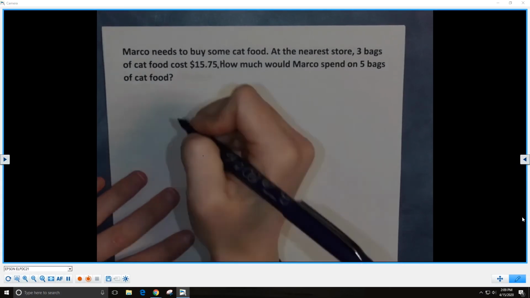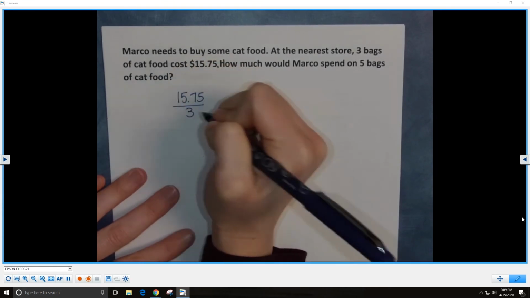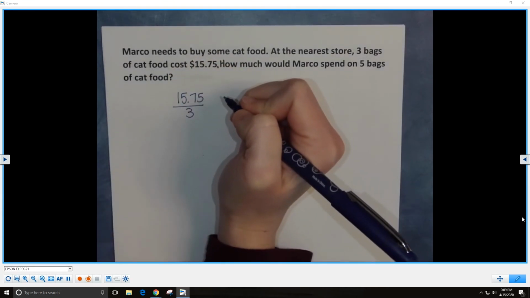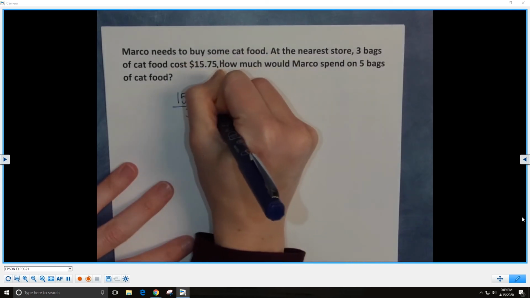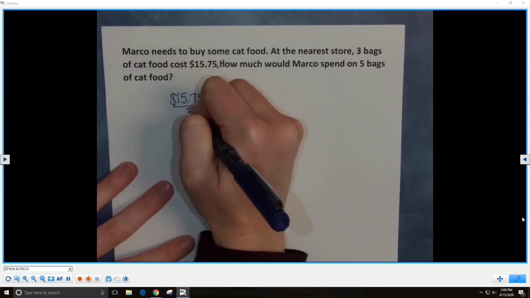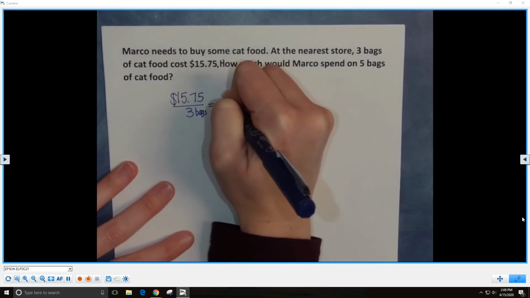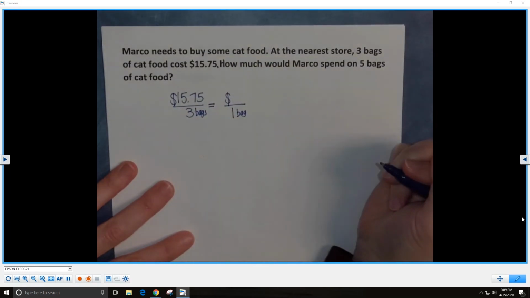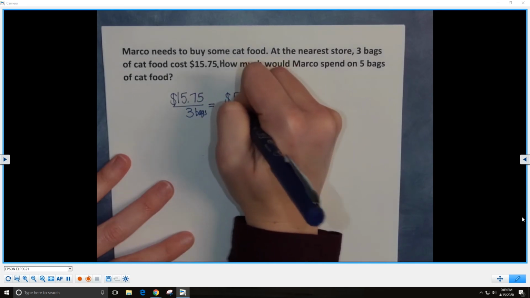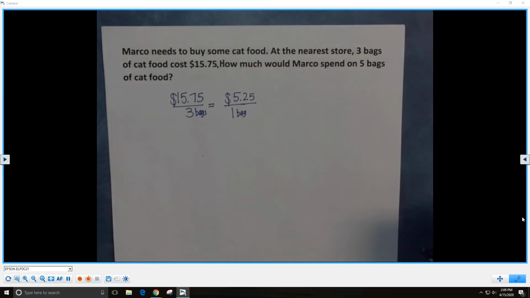So did you divide $15.75 by 3? Great, because that's what you should have done. So what did you get for your unit rate? Remember that a unit rate has 1 on the bottom. This was the price for 3 bags of cat food. We needed the price for 1 bag of cat food. So $15.75 divided by 3 gave you $5.25. So it cost $5.25 for 1 bag of cat food.